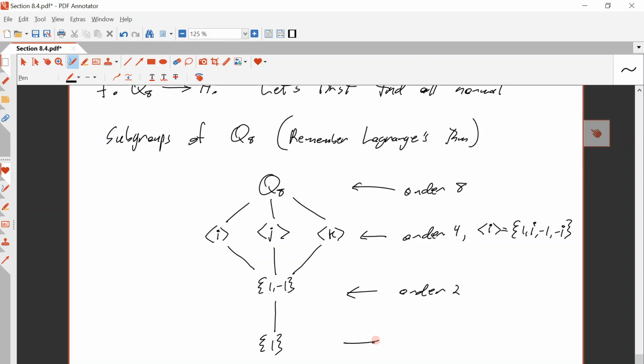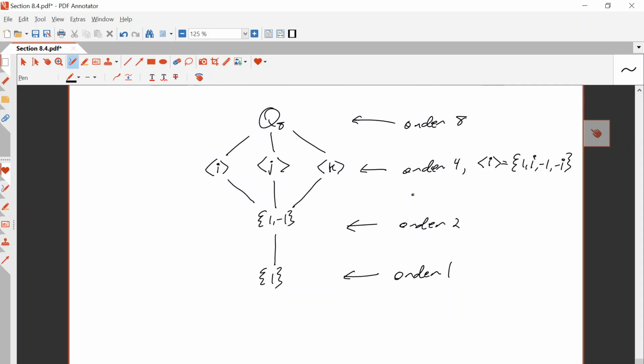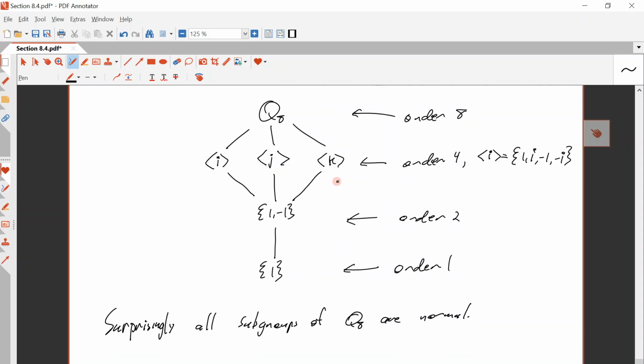And in actuality, they're all normal. Q8 is a really special group in which all subgroups are normal. In abelian groups, commutative groups, all subgroups are always normal. But with non-commutative groups, that's not the case. It's very rare that there are non-commutative groups for which every subgroup is normal. Q8 is one of them. So surprisingly, all subgroups of Q8 are normal.